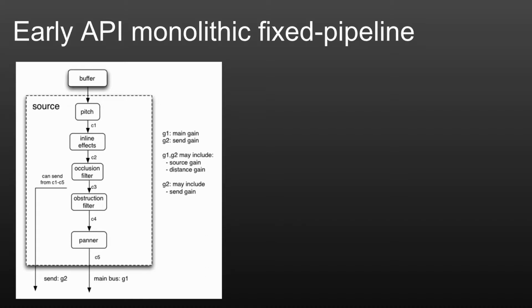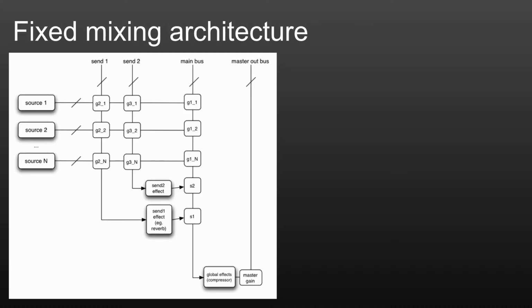But there were some differences. Back in the very early API that I was working on, it wasn't modular. It wasn't based on nodes that you could connect together in arbitrary graphs. It was monolithic. All of the sources had a fixed pipeline where you could change the pitch, the playback rate, really. And it had a built-in occlusion filter and obstruction filter. And it had a built-in panner. Every source had all of those things built in, and it had two outputs. I guess it had a send output and it had a main bus output that then went into a fixed mixing architecture.